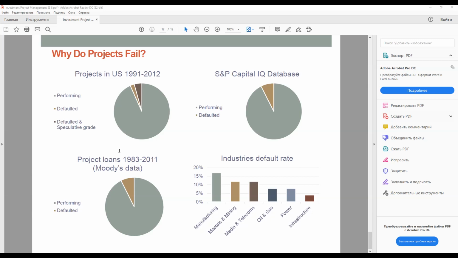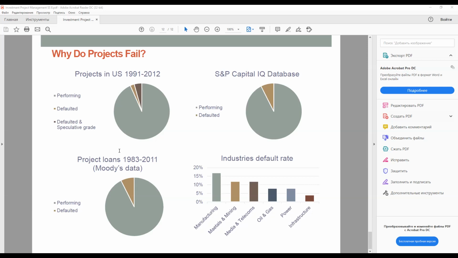Then we have construction overruns on projects in a sector with complex technology. That was another reason. The transport sector defaults are generally volume-based projects, ones that rely on usage, such as toll roads, and that failed due to lower than expected demand. And most defaults occurred during the construction and early years of the project.